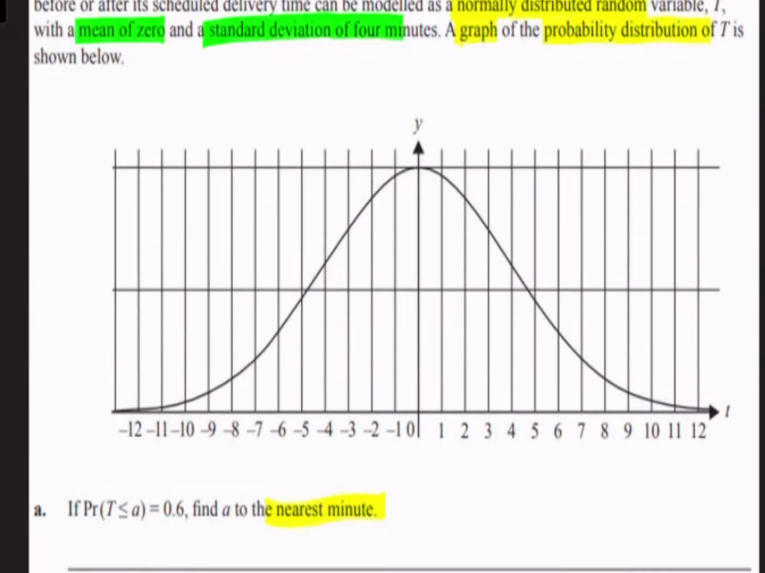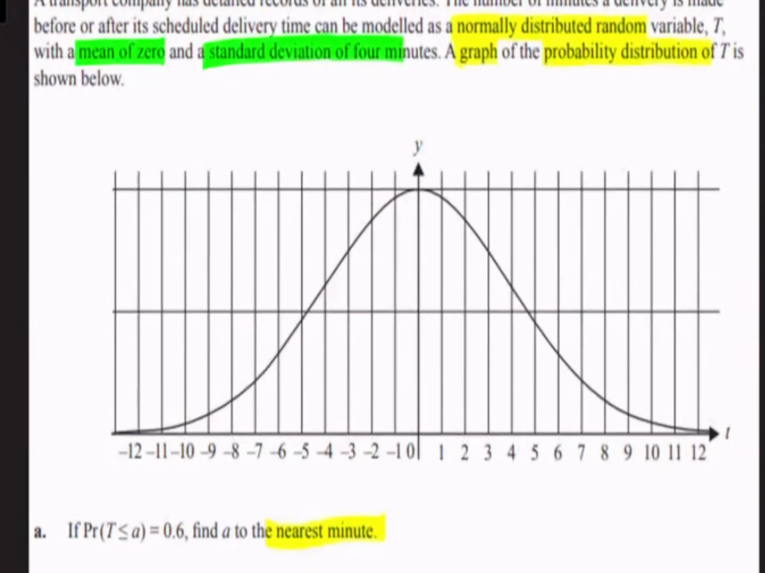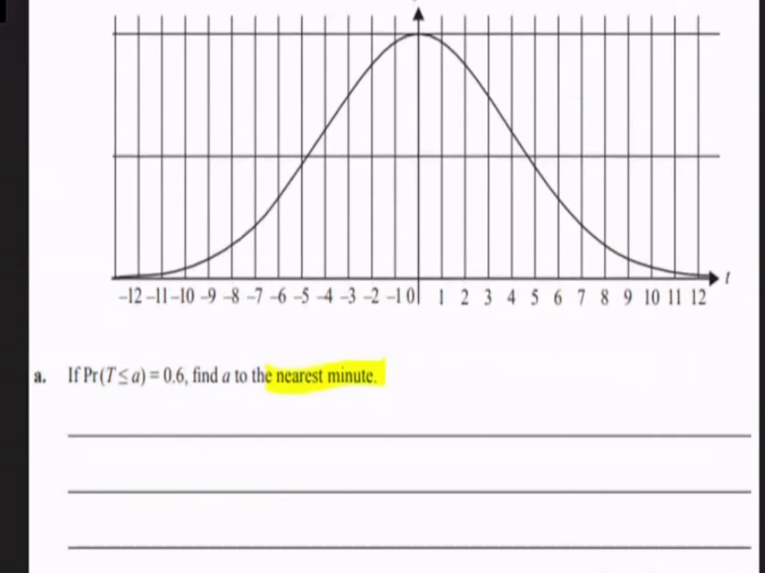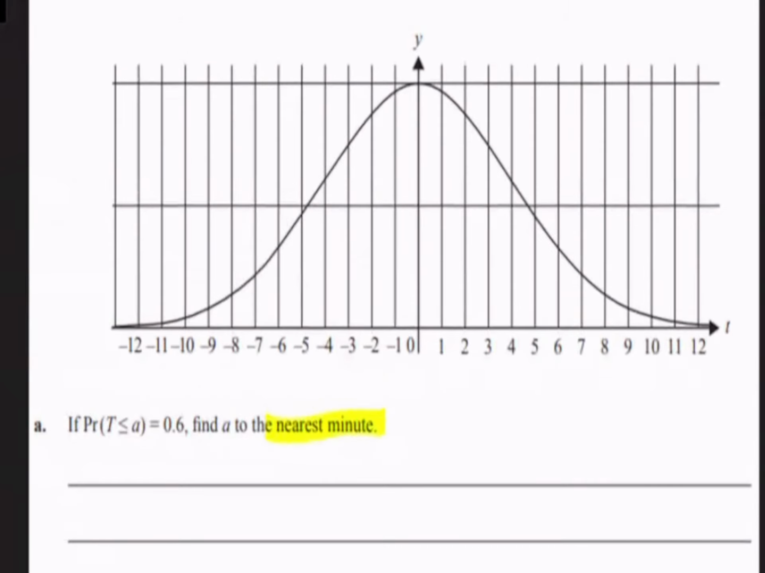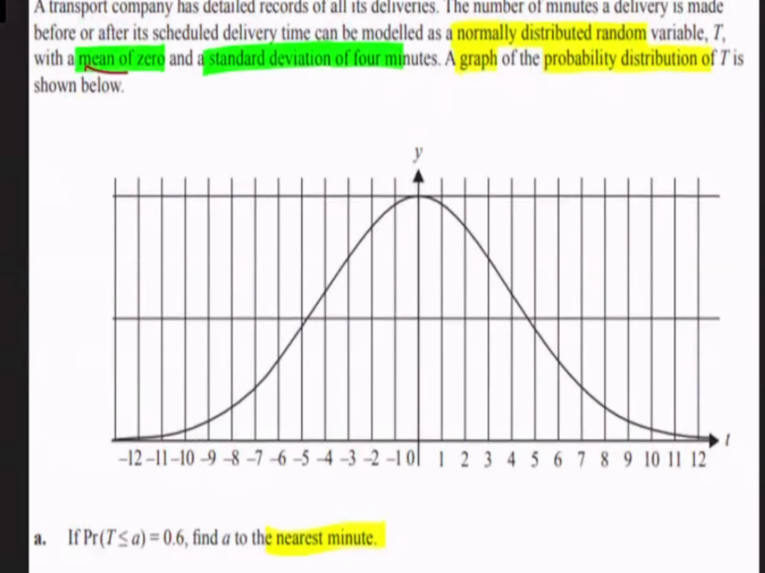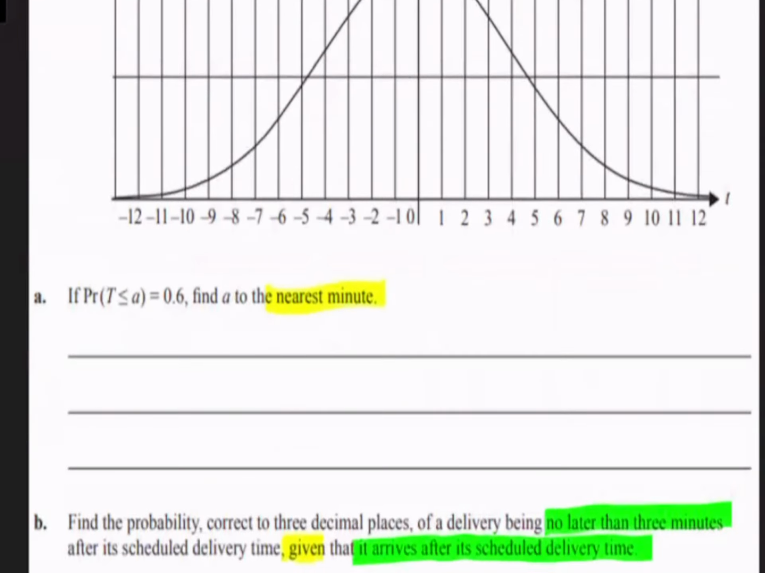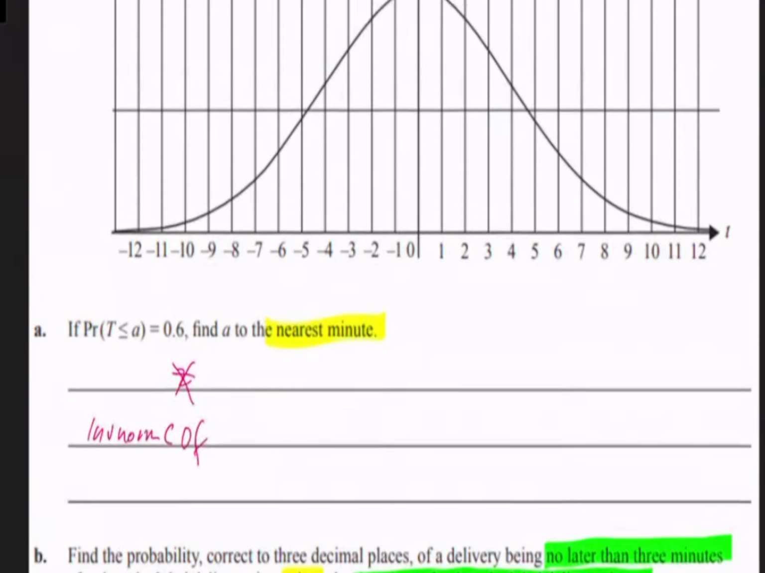So now we have some normal distribution, as you can see, but the mean is 0 and we have a standard deviation of 4. Find the probability that t is less than a equals 0.6. Since we have mu and sigma, we don't have to use the standard normal distribution. We don't have to worry about z at all. And you can just use inverse norm CDF on your CAS, and the tail setting should be left.